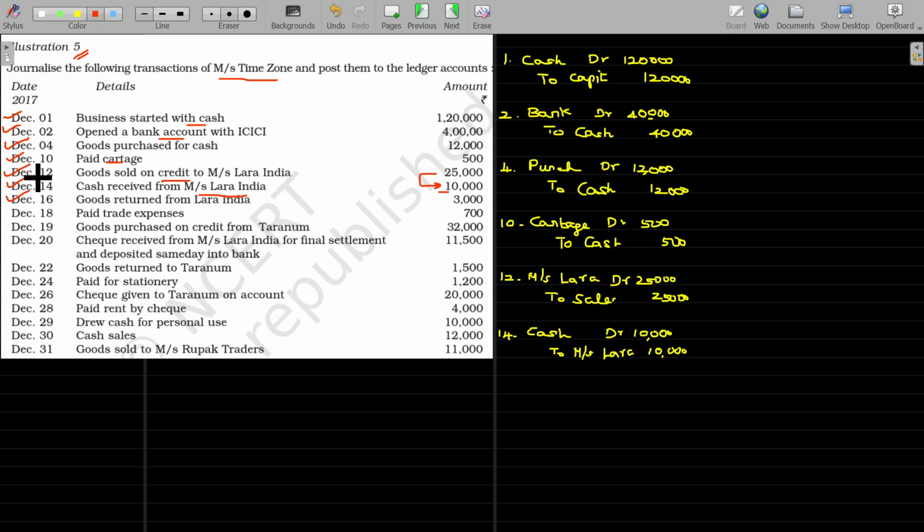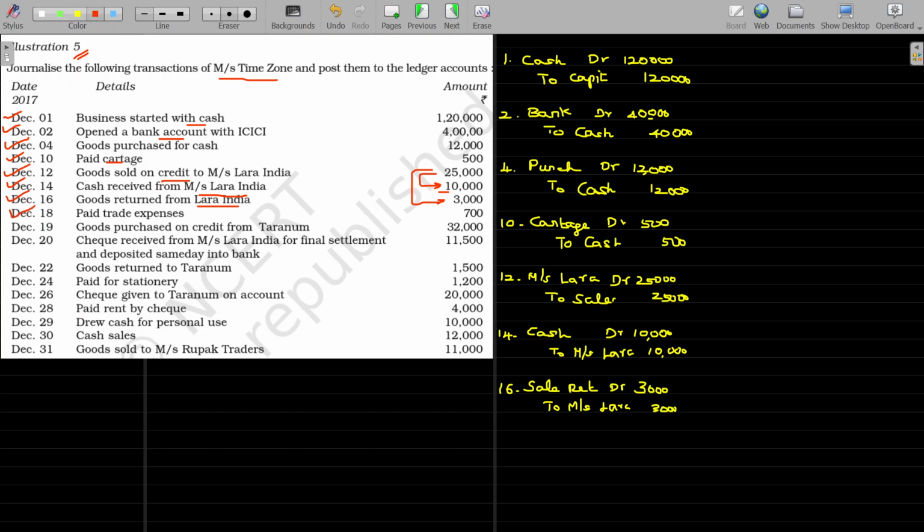16th December, goods returned from Lara India. See, we sold for 25,000. A part payment is there. Another part is not fit for the usage. So return 3,000 rupees, which is nothing but sales return, happened on 16th December. So sales return should be debited to Mrs. Lara India. The value being 3,000.